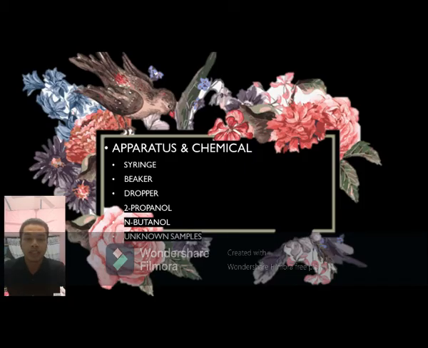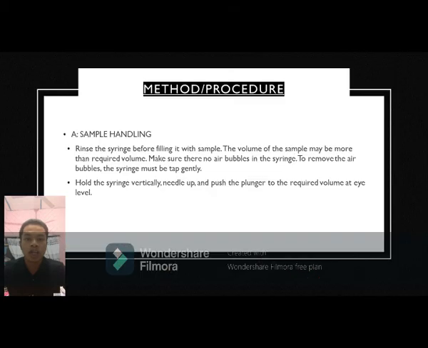The method of analysis for gas chromatography has 3 parts. Before continuing to the method, these are the apparatus and chemicals needed for the gas chromatography experiment: syringe, beaker, dropper, propanol, butanol, and unknown sample. The first part of the method is sample handling.